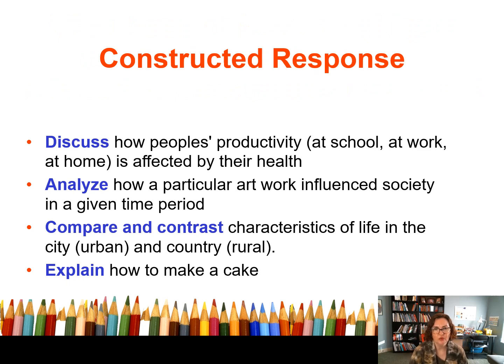For these items, you're going to want to use constructed response. The reason is they need more than just circling an answer. So in order to discuss how people's productivity at school, work, or home is affected by wealth, they're going to have to write probably a paragraph or 2. So when you're asking them to do a more complex task, you want to select a constructed response where they have more space to write and demonstrate their knowledge.